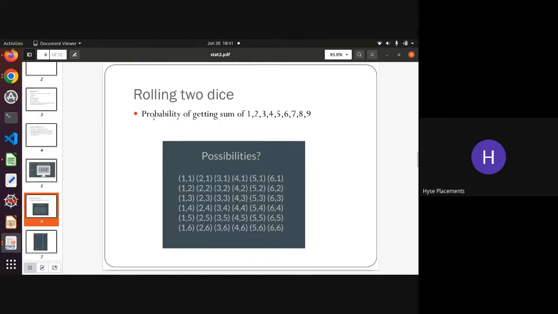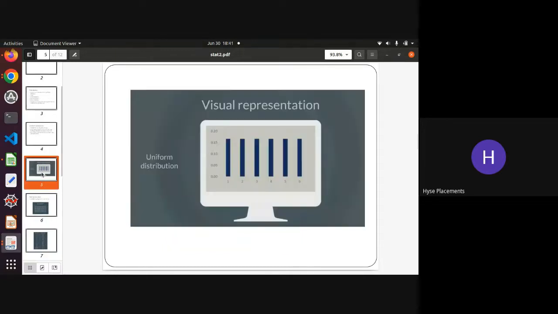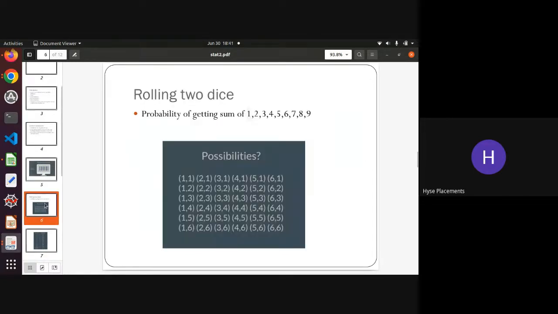My question is, what is the probability of getting a sum of 1? Can anyone tell me? 1,1; 2,1; 3,1, like that we'll get up to 6. 6 by 36. Actually, the probability of getting a sum of 1 is not available. I'm talking about the sum: 1 plus 1 is 2, so there is no 1 here. If you consider 2, then you'll understand. 1,1 is one possibility, 1 by 36.